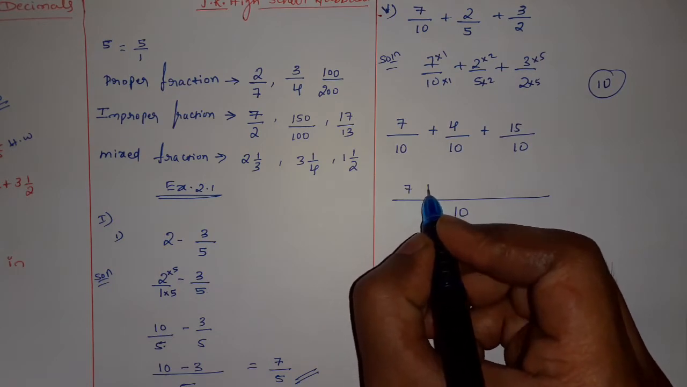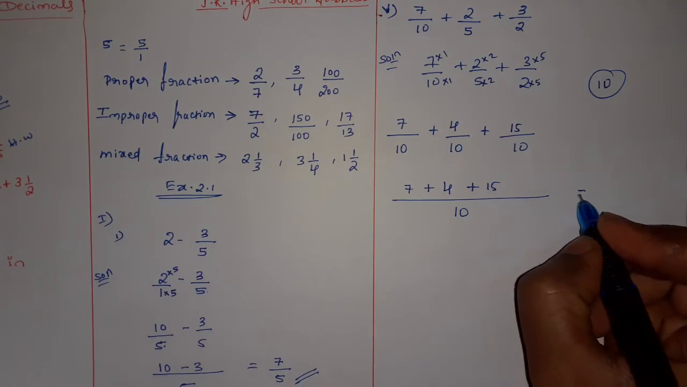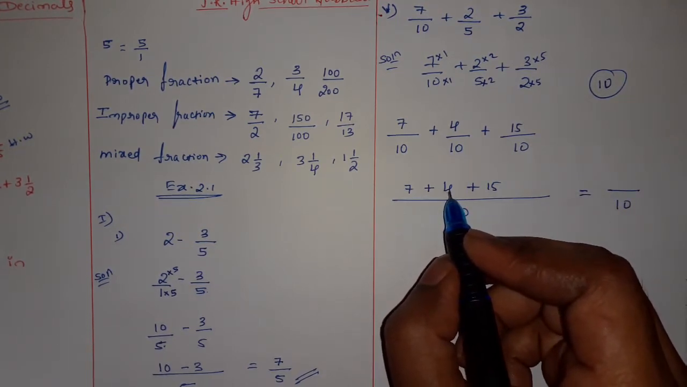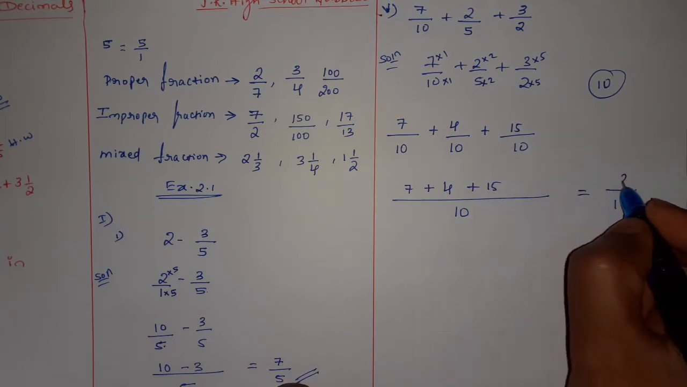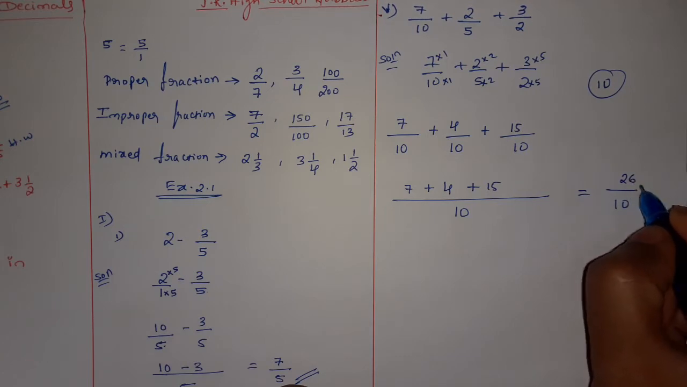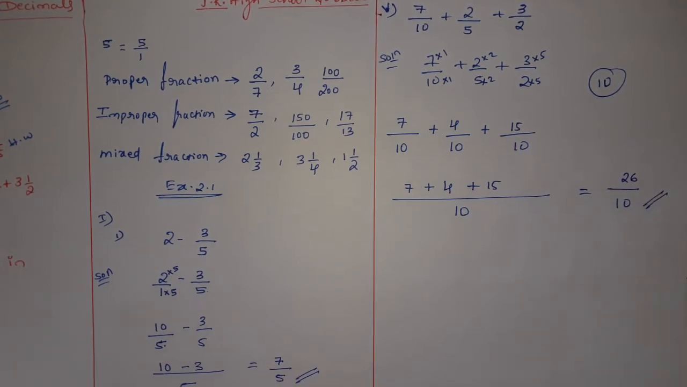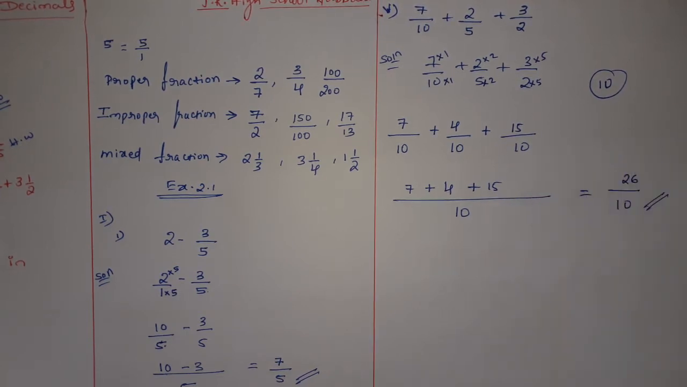7 plus 4 plus 15. 7 plus 4 is 11, 11 plus 15 is 26. 26 by 10 is your answer. If you want to cancel, you can cancel. Even if you don't cancel, your answer is right. Don't worry, cancellation is optional. It depends upon your will and wish.